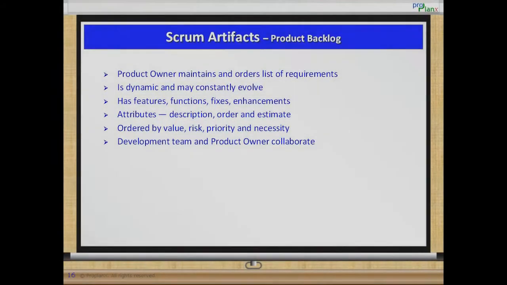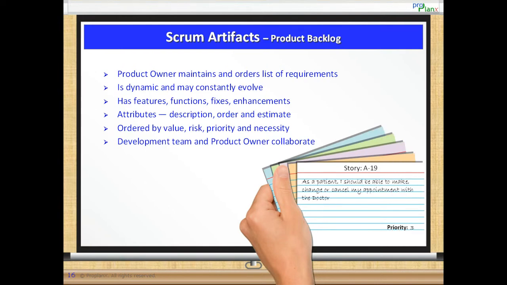ProplanX. Product backlog. The product backlog contains the needs of the product owner who keeps it prioritized and current. Among other things, it contains features, enhancements, and bug fixes. The product owner maintains and orders a list of requirements with the assistance of the team. The backlog is dynamic and may constantly evolve to accommodate the customer's changing business needs, market conditions, or inputs obtained through the sprint review.